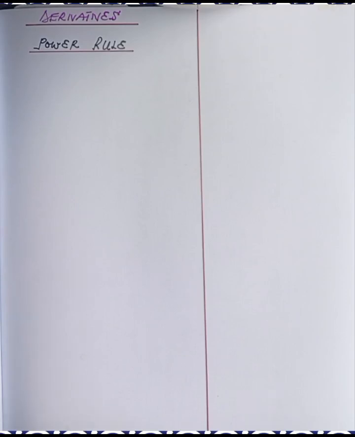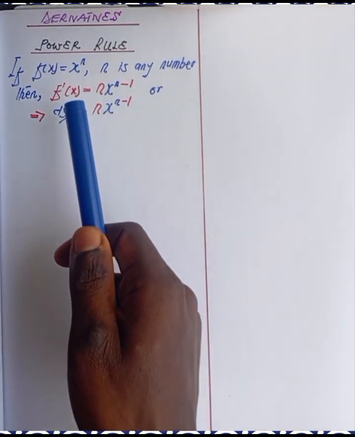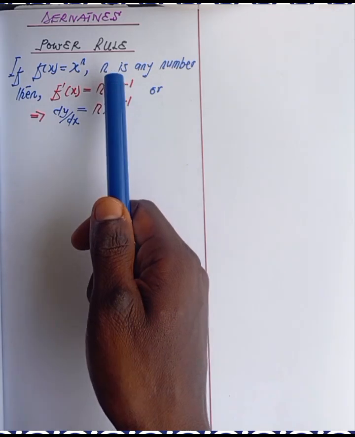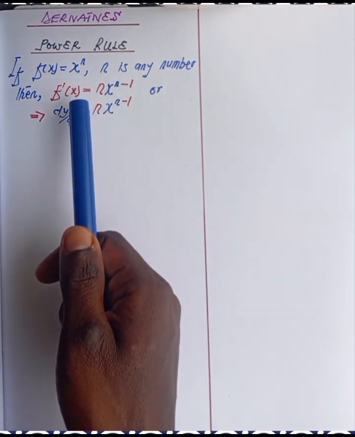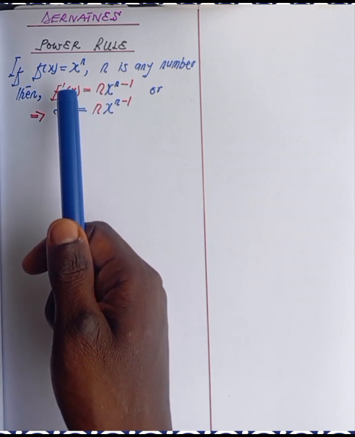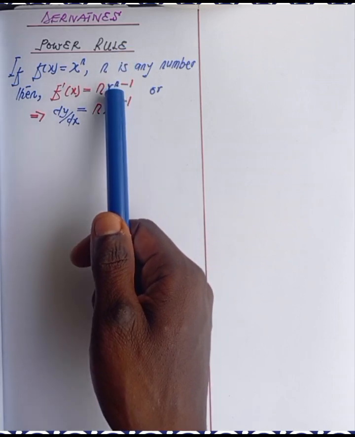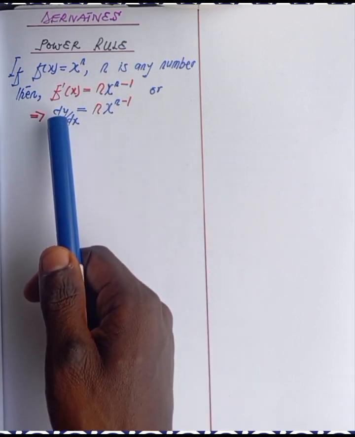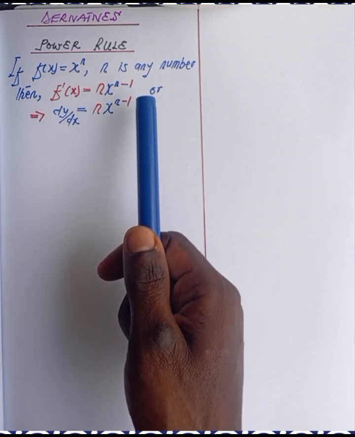In this session, we will be looking at finding derivatives of certain functions using the power rule. If the function is x exponent n, where n is any number, then the first derivative with respect to x, which is denoted by f prime of x, is given as n x exponent n minus 1, or dy/dx is given as n x exponent n minus 1.